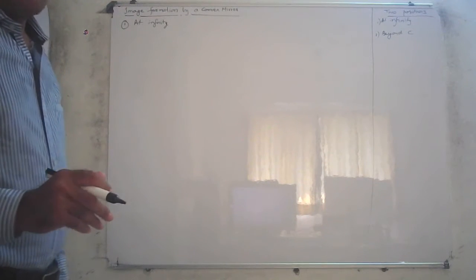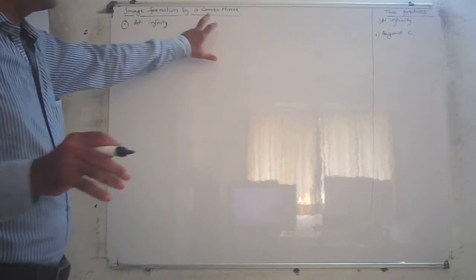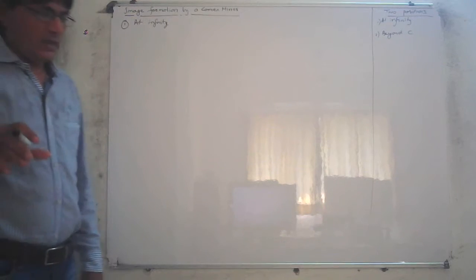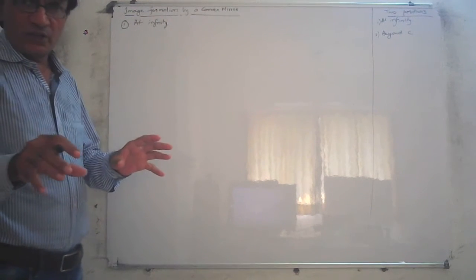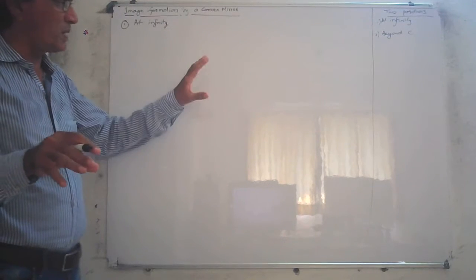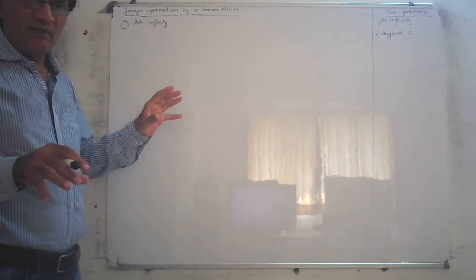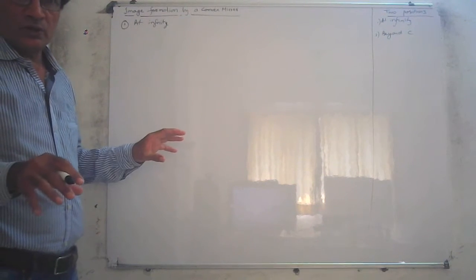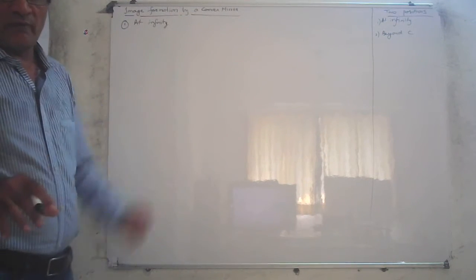Alright students, yesterday we discussed image formation by a concave mirror. So far what we have been studying is reflection and refraction of light, two parts of the chapter. The first part of the chapter is about reflection of light, and in reflection of light, the most important part is the spherical mirrors. There are two types of spherical mirrors: concave mirrors and convex mirrors.